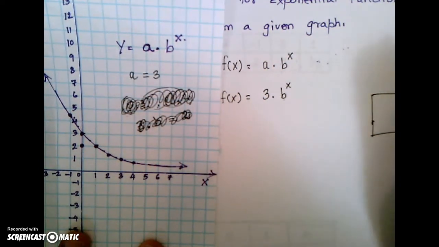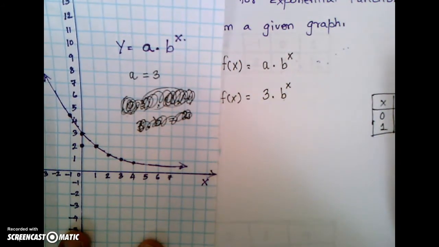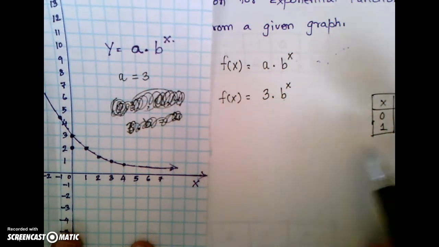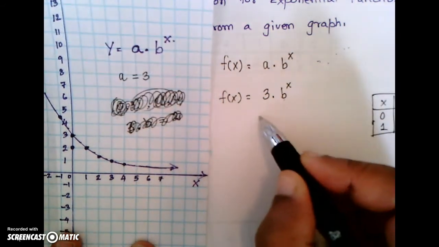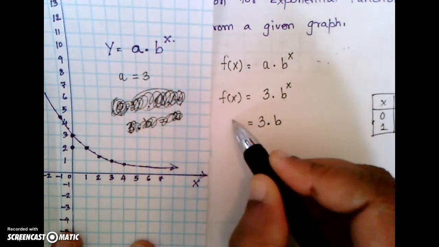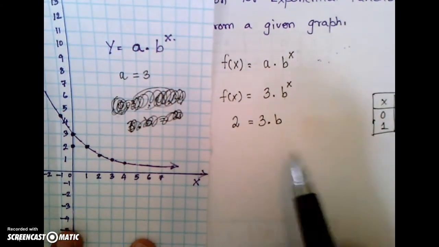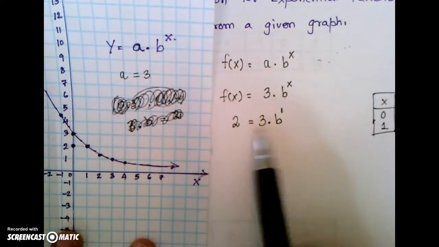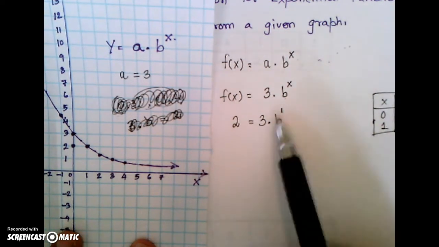As we know, our common ratio is how your y is changing. From this y to this y, it is getting multiplied by a common ratio. That's what gives you that value of 2. So I'm going to plug in 3 times b is giving me the value of 2, right? And x is 1. We know that x is 1, right? So y is 2. I know a is 3.